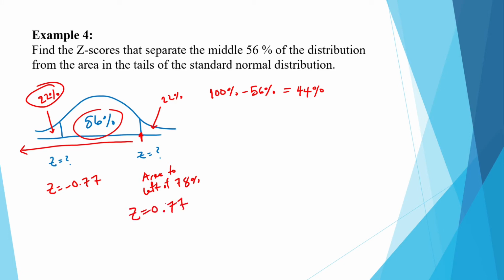Wait a minute. We have negative 0.77 and positive 0.77. Is this a coincidence? No. The reason we have negative 0.77 and 0.77 is the distribution is symmetric. This z-score is the mirror reflection on the other side. So that's why we have a negative score on the left that's exactly the same as on the right, but positive.